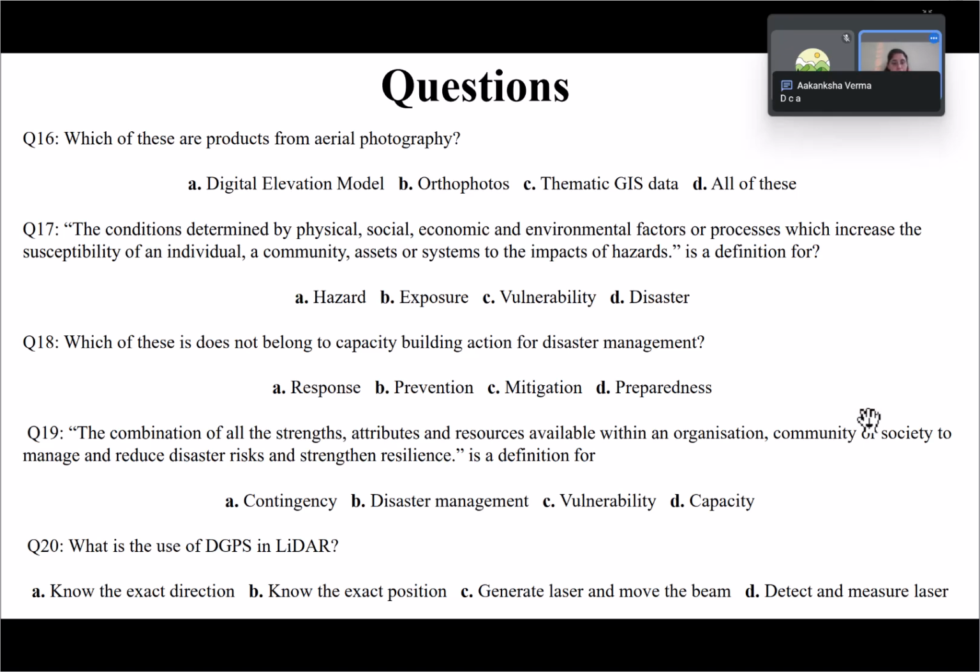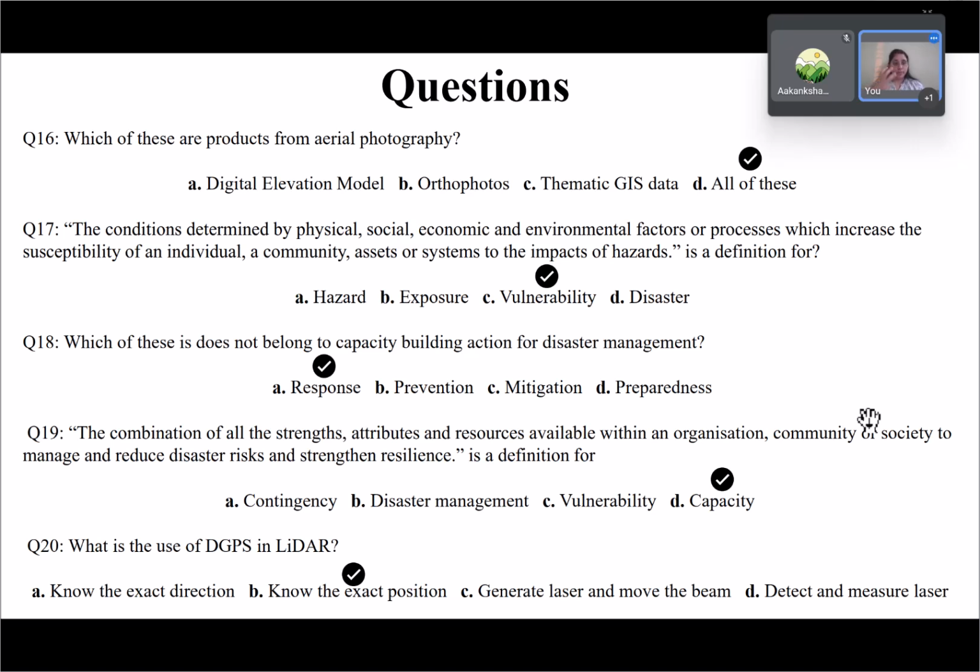Let me give you the answers. Right. So the first one is about aerial photography products, and we have discussed all three. So all of them are the products. The conditions which increase your susceptibility is your vulnerability. Next, which of these is not part of capacity building? Prevention, mitigation, preparedness, all are part of building capacities.